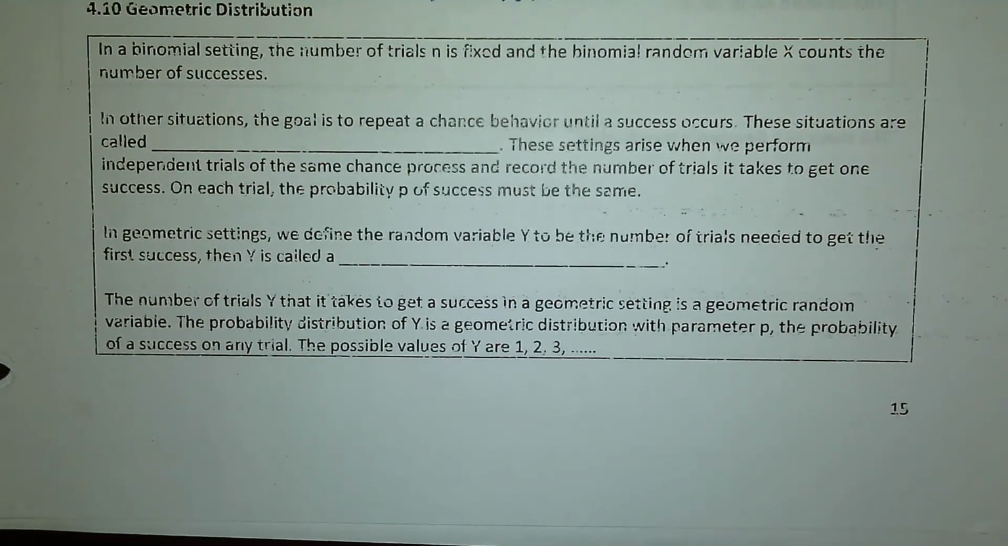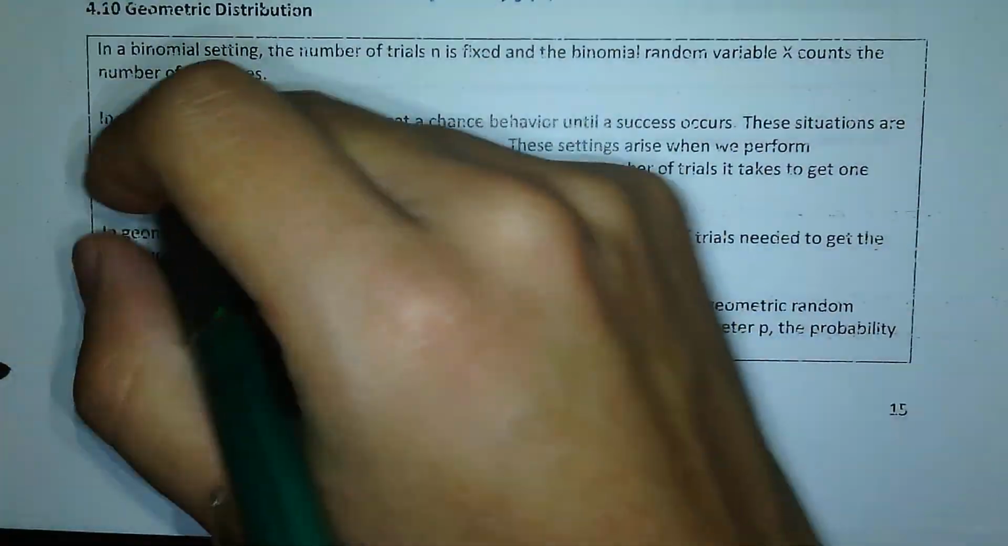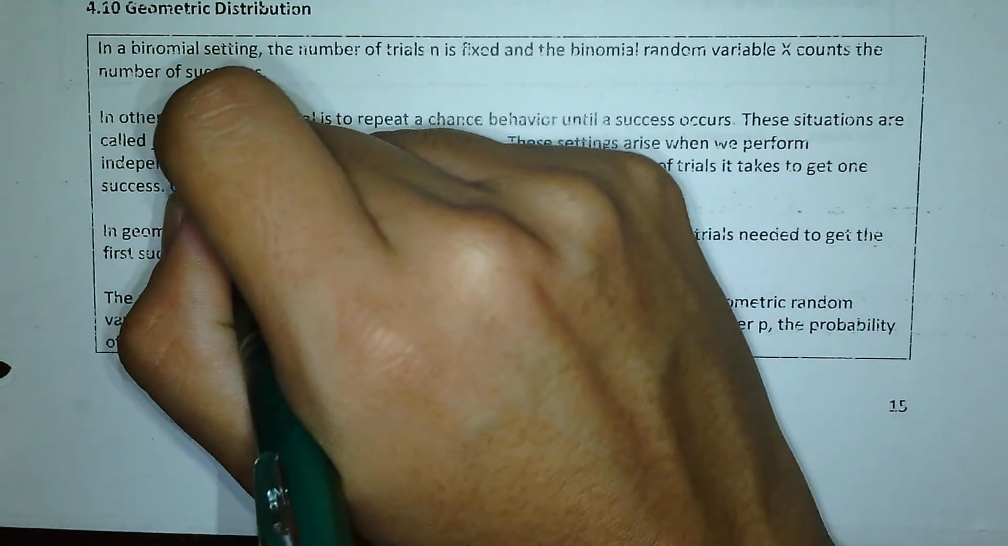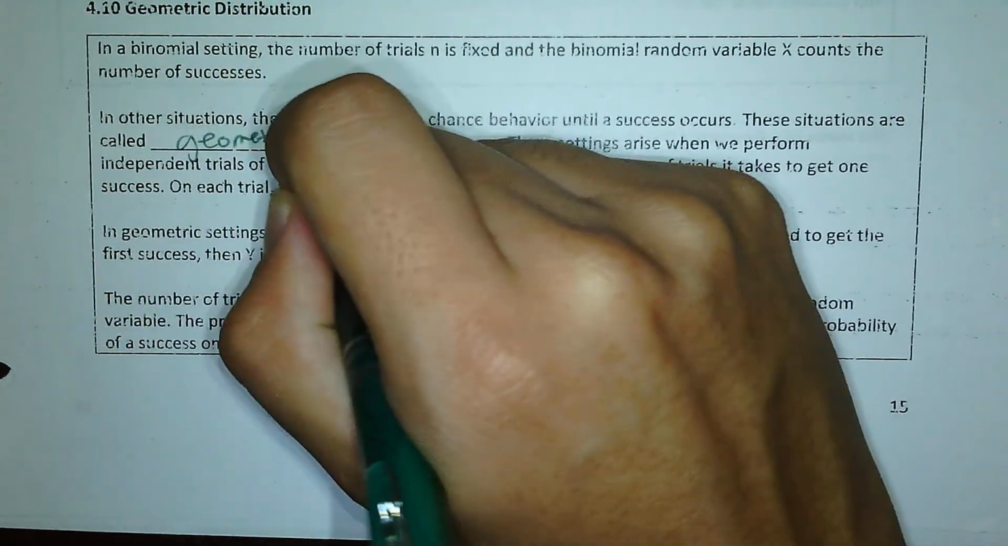However, you might be very familiar with this distribution because it will remind us of independent successive events, which we talked about in the first half of our probability unit. So, in a binomial setting, the number of trials n is fixed, and the binomial random variable x counts the number of successes. In other situations, though, the goal is to repeat a chance behavior until a success occurs. These situations are called geometric settings. So geometric settings will go here.